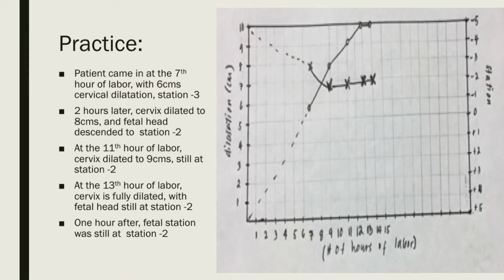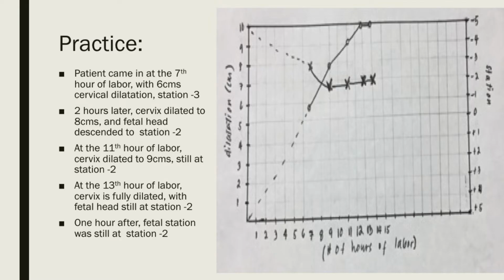Let's practice. We have a case here, a patient who came in at the 7th hour of labor with cervical dilatation of 6 centimeters and station -3. So let's plot that. 2 hours later, the cervix dilated to 8 centimeters and the fetal head descended to station -2. At the 11th hour of labor, the cervix dilated to 9 centimeters, still at station -2. At the 13th hour of labor, the cervix is fully dilated, with fetal head still at station -2. And 1 hour after, the fetal station was still at station -2.